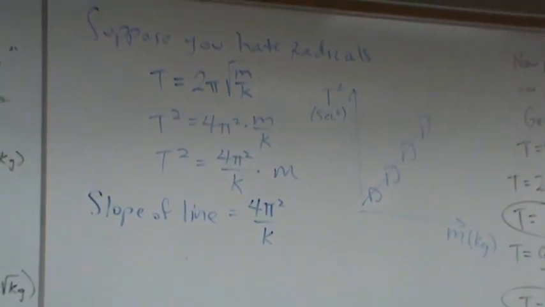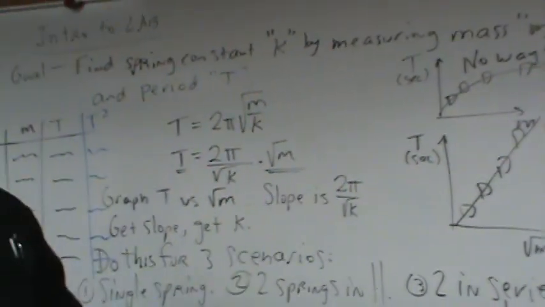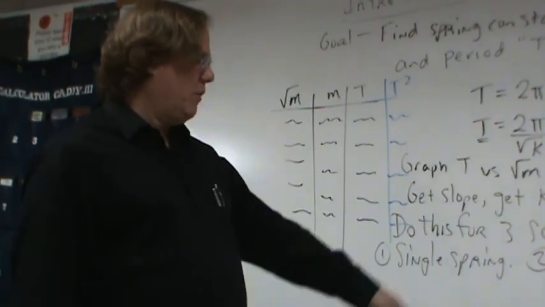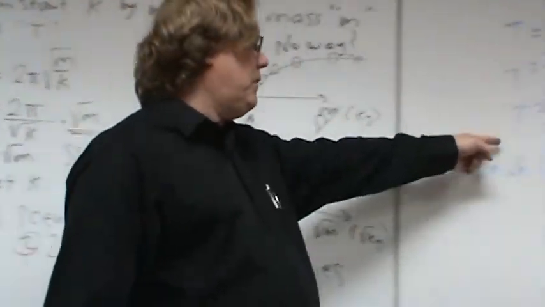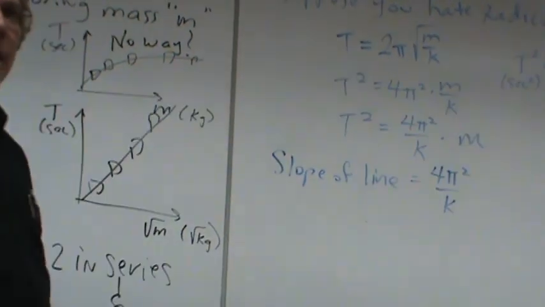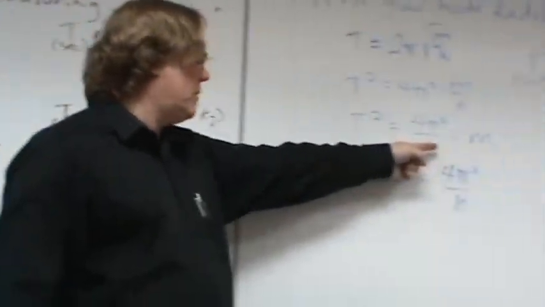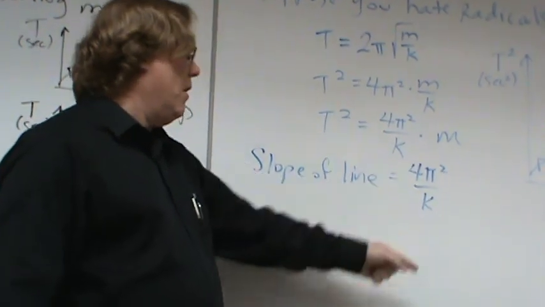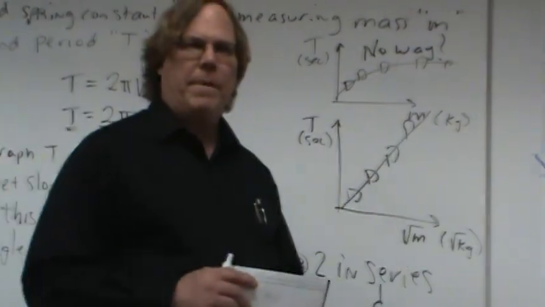So I'm going to present to you, you can do it either way tomorrow. Don't do it both. Just choose one way. But you know, if you're okay with radicals, graph T versus rad m. If you hate radicals, graph T squared versus m. You'll get the same answer. It all works out just swell. Just remember, if you graph T squared versus m, you're going to have the slope of the line being 4 pi squared over k. Any questions or problems on this?